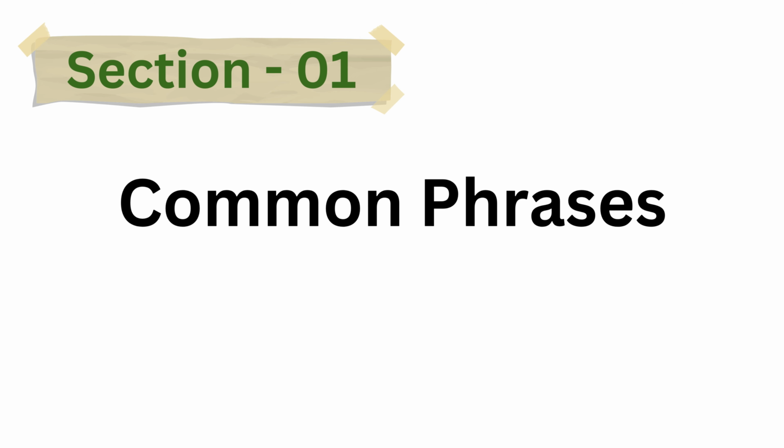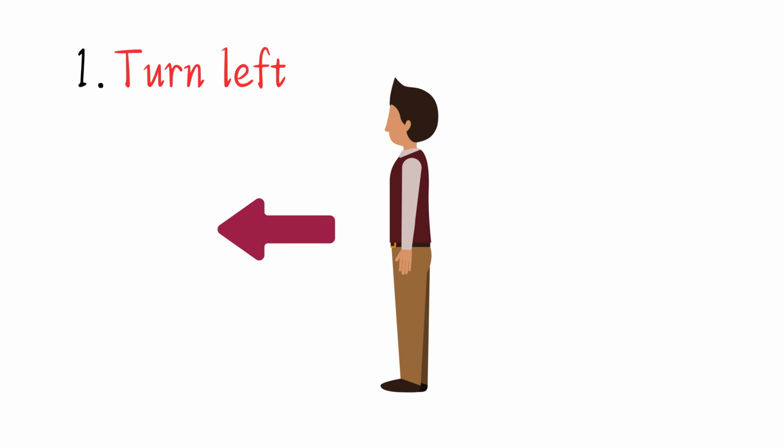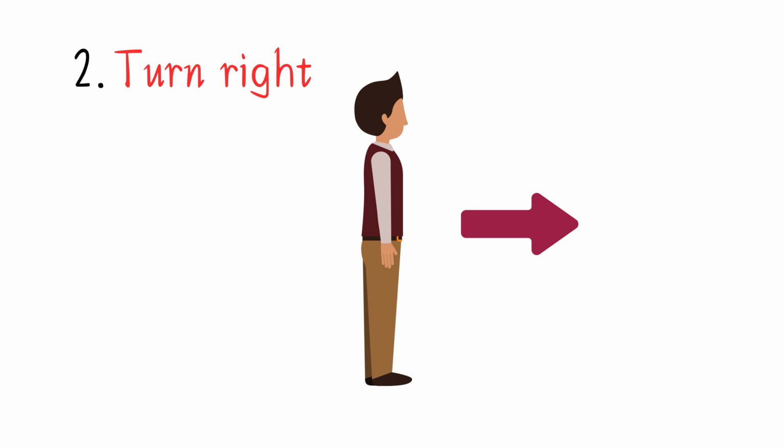Let's start with some basic phrases. These are common phrases used to give directions. First one, turn left. This means to go to the left side. Second one, turn right. This means to go to the right side.